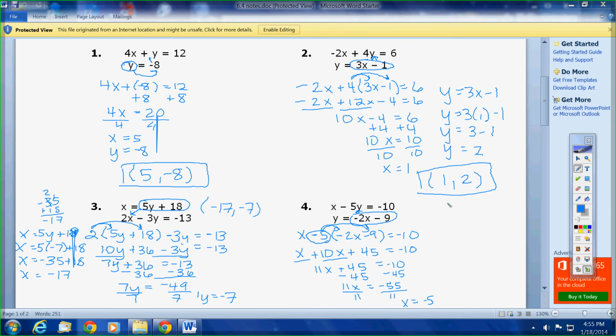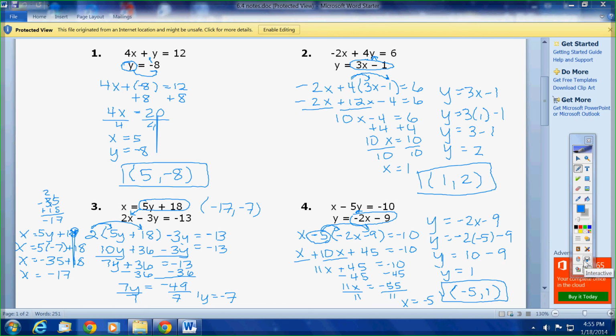Okay, now we're going to go back and find out what y equals. Y equals negative 2x minus 9. So y is going to equal negative 2 times negative 5 minus 9. Y is going to equal 10 minus 9. And 10 minus 9 is 1. So the solution to this system is going to be negative 5, 1. And that means these two lines are going to cross each other at negative 5, 1.